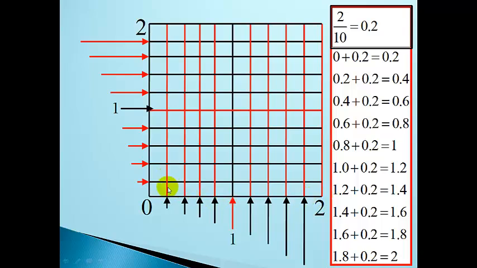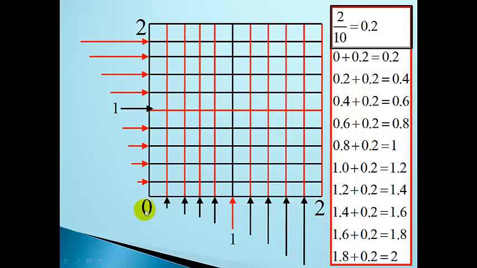So because we have 10 inner division lines, if you want to know the value of each line, what we do is to divide the distance by the number of inner division lines. So we divide the distance 2 by the lines, and that is 10, and this is equal to 0.2. That means that each small line is 0.2.